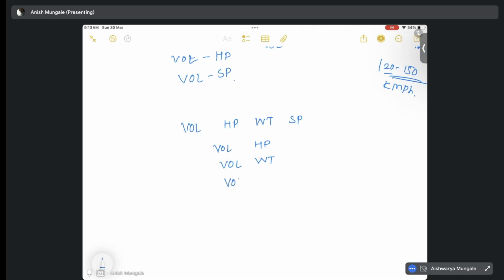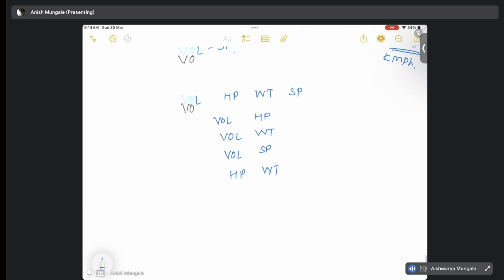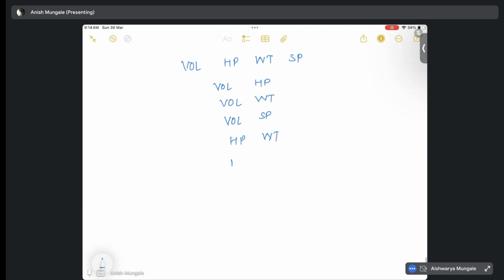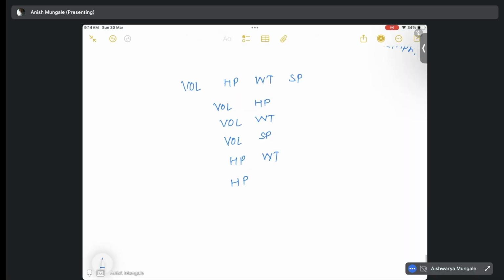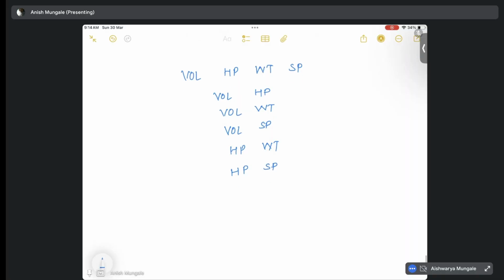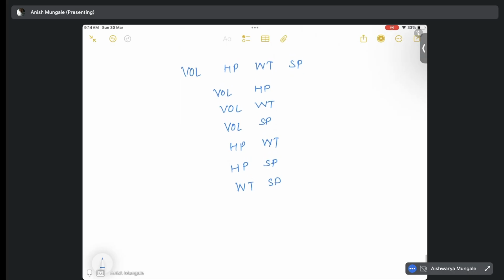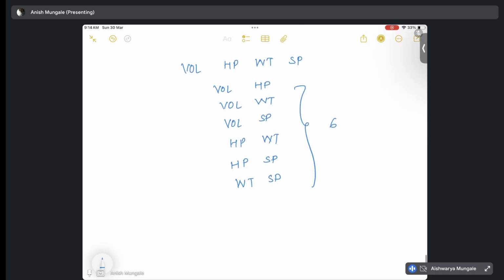weight, volume versus speed, horsepower versus weight. Sorry, volume versus weight. Then horsepower versus weight, horsepower versus speed, weight versus speed. Is anything left? No. Okay, so there are six graphs that I will need to plot. Correct.